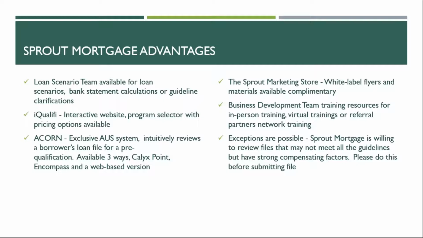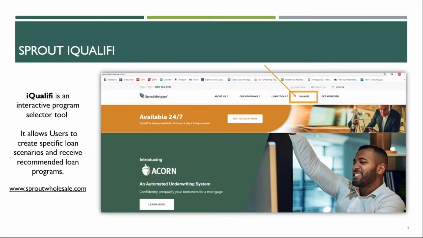And then finally, Sprout Mortgage is willing to review any files that may not meet all of the guidelines, but do exude some strong compensating factors. So please reach out to your account executive if you have a loan that doesn't quite fit into the box. We want to have the opportunity to earn your business. So let us see how we can help you.